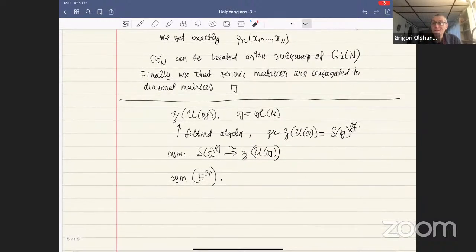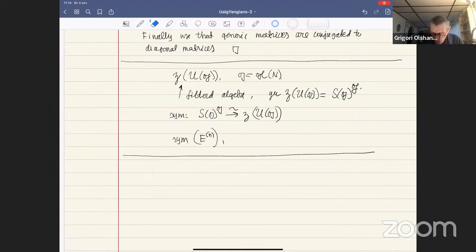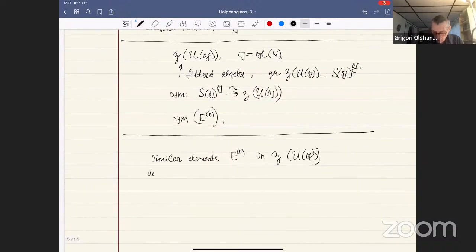But fortunately, we can provide a better construction, which actually is, in fact, the same. What does the same mean? I want now to define the similar element in the center. One could use some different notation, but I don't want to simplify the notation. And the definition is exactly the same.